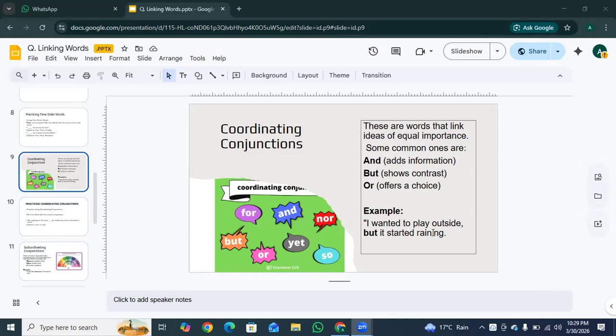So, the next part is coordinating conjunctions. These are the words that link ideas of equal importance. Some common ones are and, but, or. And basically adds information, but shows contrast, and or offers a choice. Coordinating conjunctions sounds like a big name, but it just means words that join two equal ideas. For example, I wanted to play outside, but it started raining. As you can see in this sentence, but is a coordinating conjunction because it joins the two equal ideas. Okay.